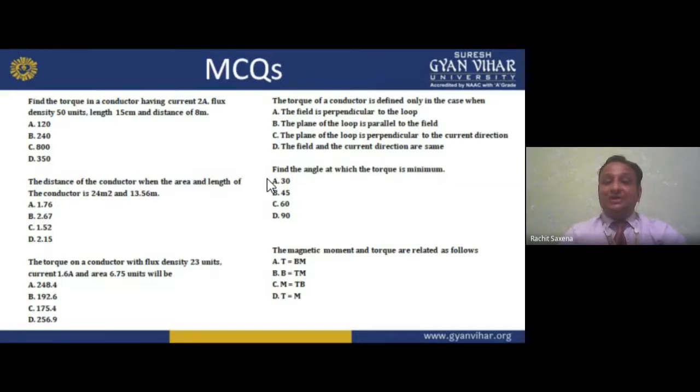Here it is. Now find the angle at which torque is minimum. Find the angle where torque is minimum. So you have to identify the angle from the equation. At which angle will it become zero?